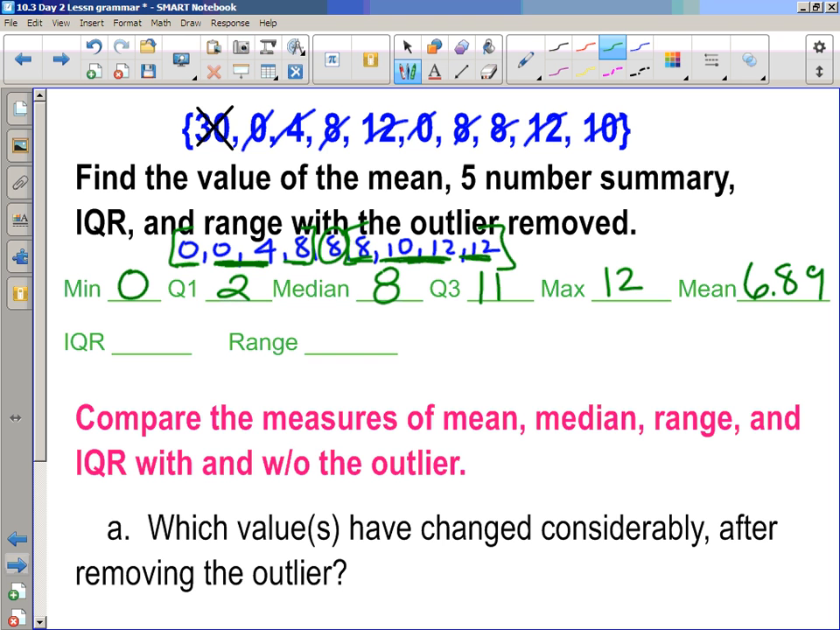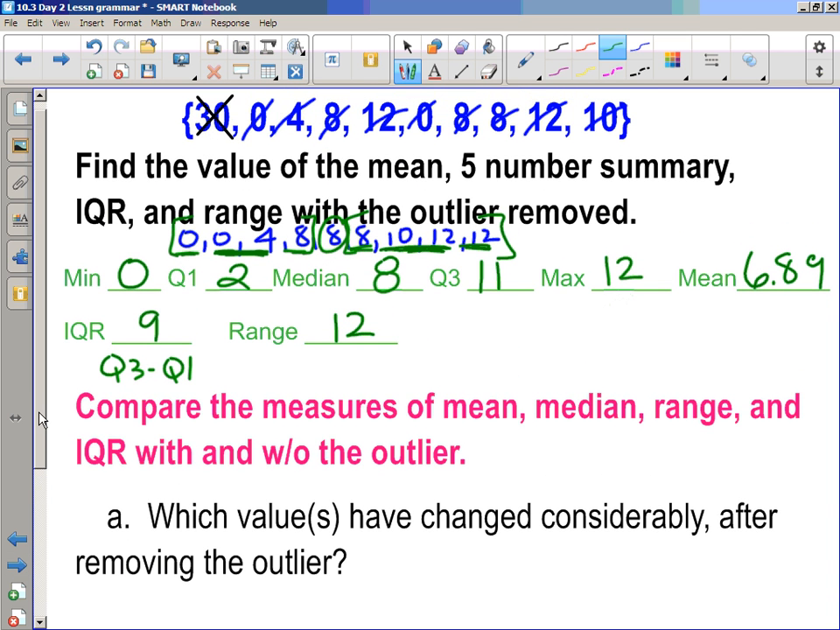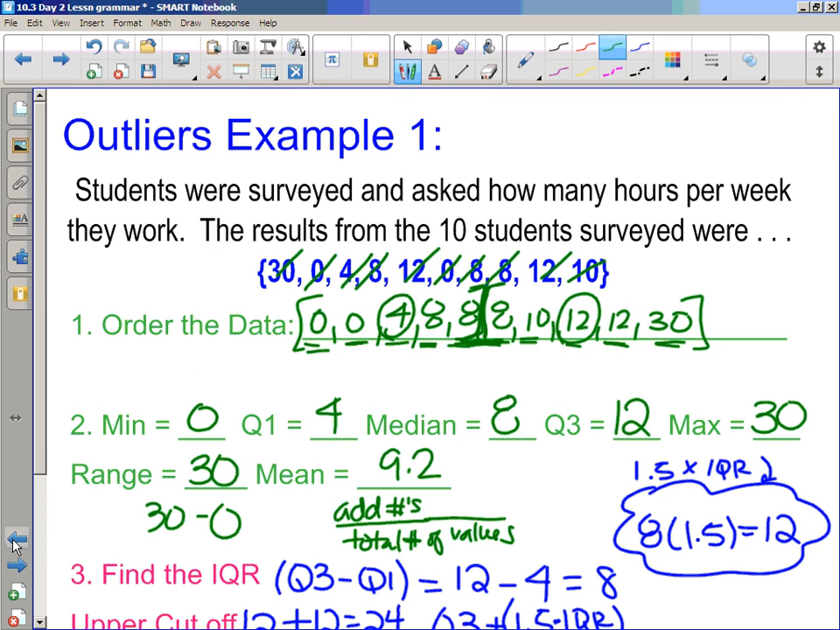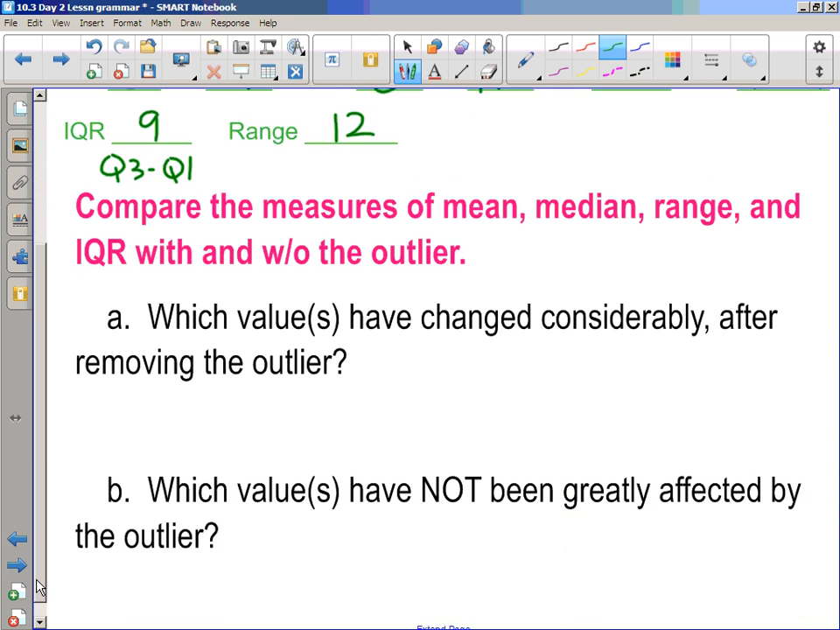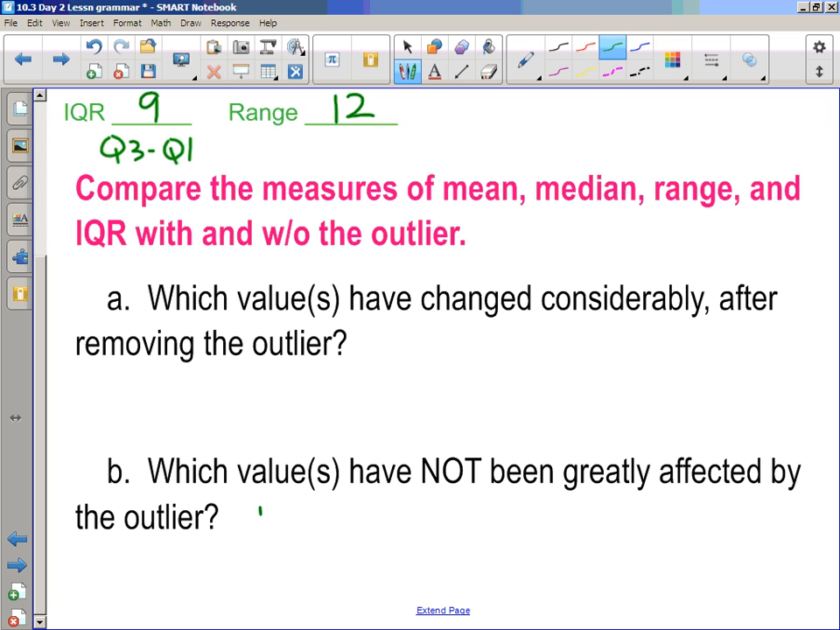The IQR is Q3 subtract Q1. So 11 minus 2 is 9. And the range is 12 now. So it says compare the measures of the mean, median, range, and IQR with and without the outliers. So let's go back here. The median, has it changed? Nope. Median hasn't changed. So let's go with which values have not been greatly affected. That's where the median's going to go. The median has not been greatly affected by it.